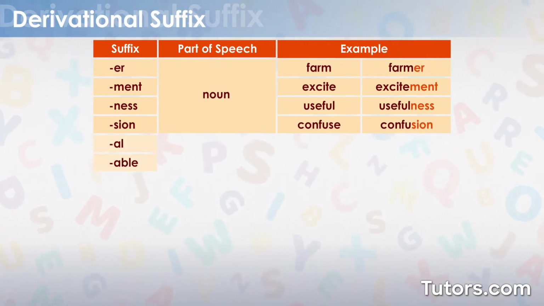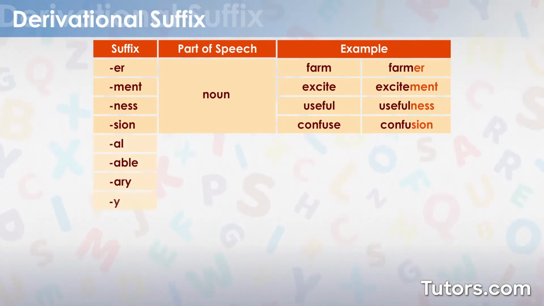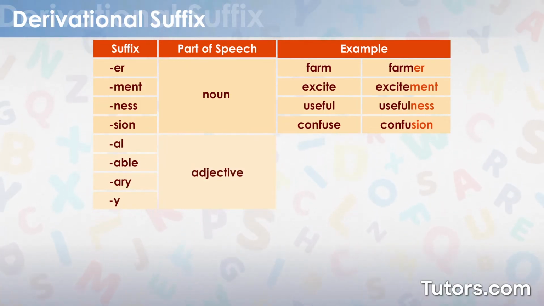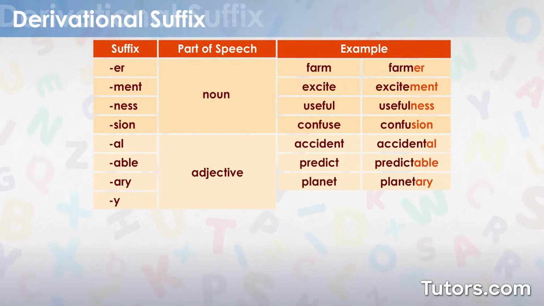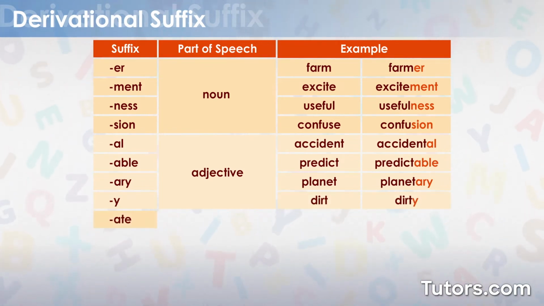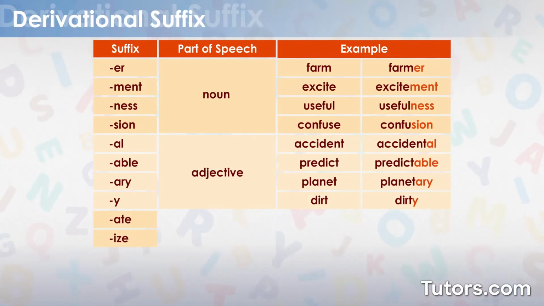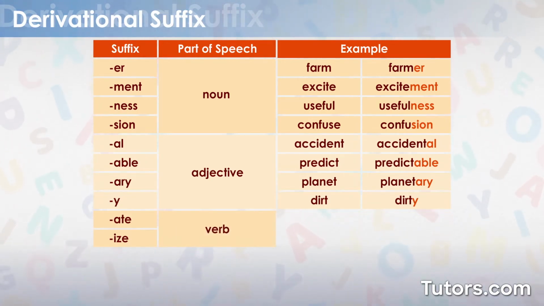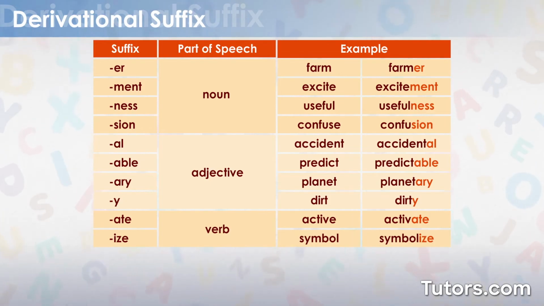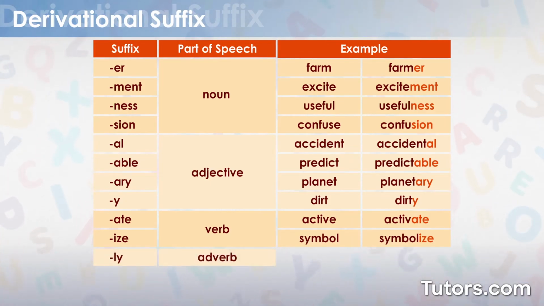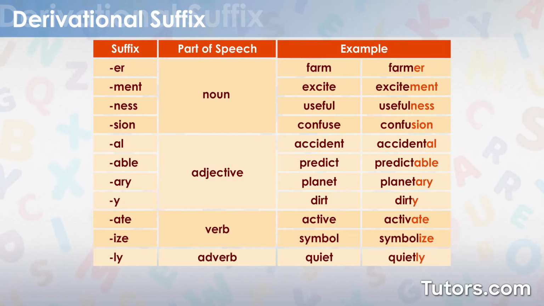Al, able, ary, and y create adjectives like accidental, predictable, planetary, and dirty. Ate and ize are verb suffixes that make words such as activate and symbolize. Ly words are adverbs like quietly.